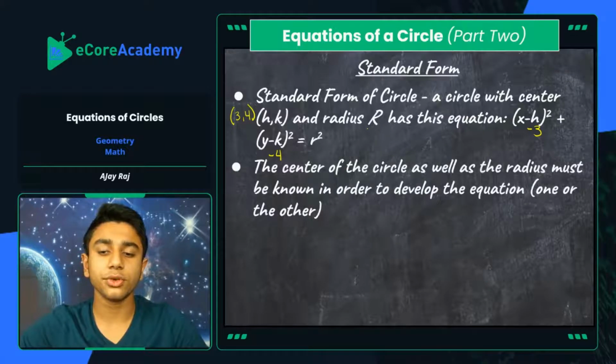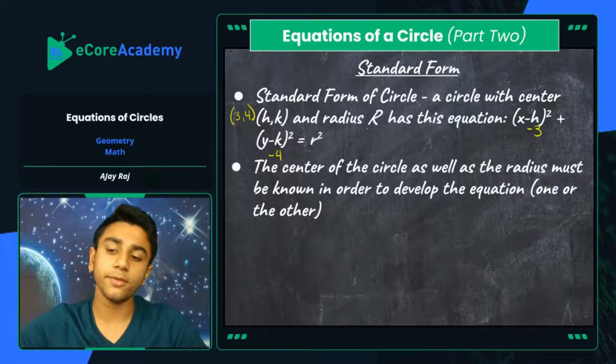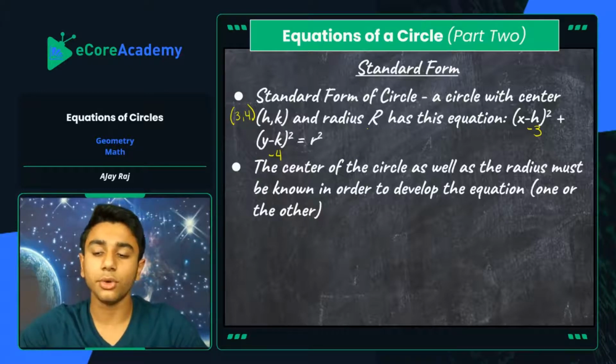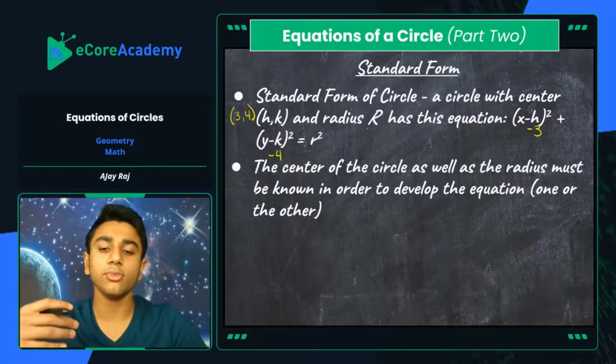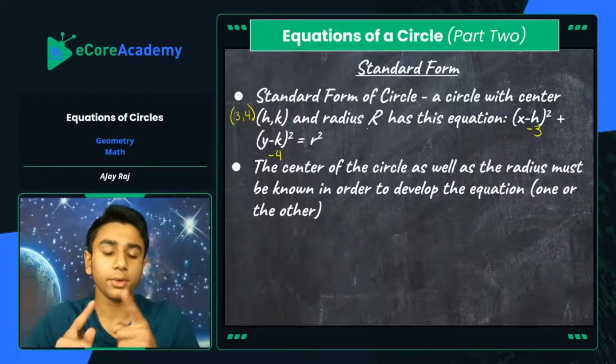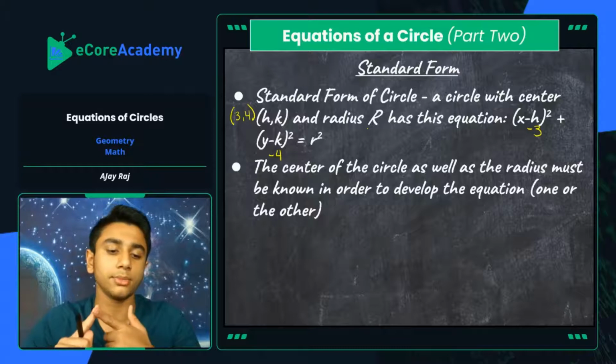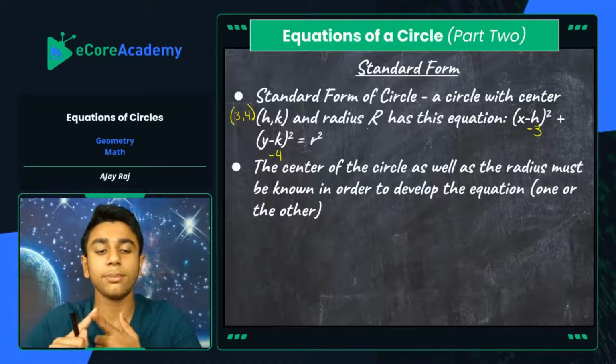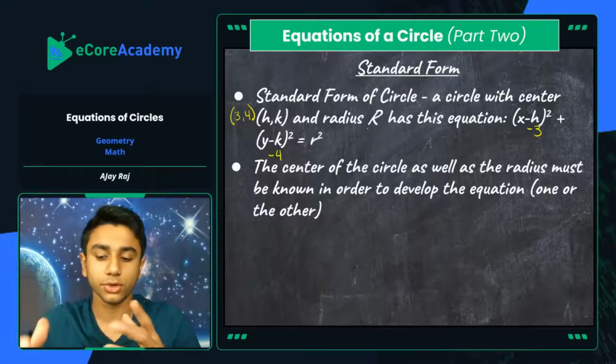So the center of the circle as well as the radius must be known in order to develop the equation, one or the other. So all I'm saying is, if you're given a radius, then all you need to know is one other point that's given on the circle in order to find the actual center. Otherwise, you would need to be given the center and, like I said, another point on the circle. So one variable that's always going to be consistent in these problems is a point that's already existent on the outside of a circle.